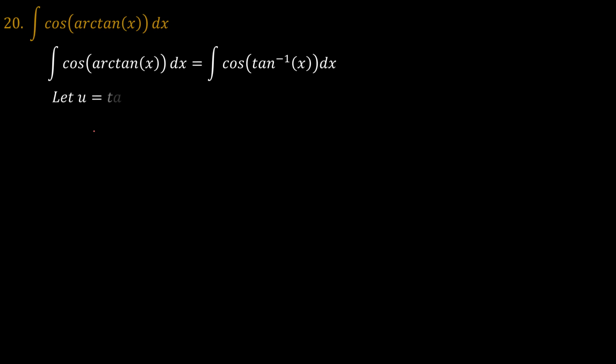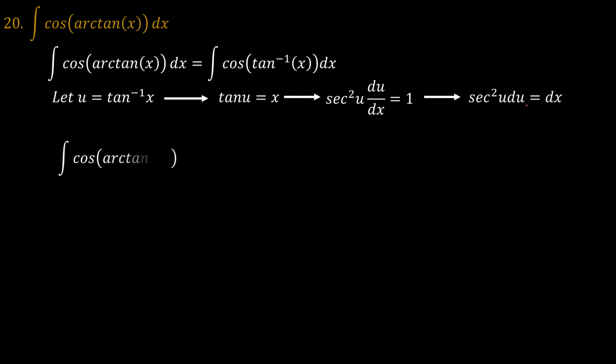Problem 20, so the harder one, the integral of cosine of arctangent x. What we do here is let u be equal to arctan of x, such that tan u is equal to x. So sec squared u du over dx equals 1. Sec squared u du is equal to dx. Therefore, this becomes cosine u, and then dx being sec squared u du.